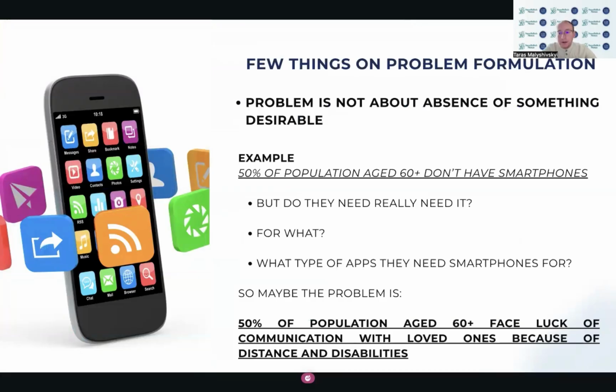I often see that my students make a lot of mistakes in the process of problem definition. So let me put it simply and show you what mistakes you should avoid during this phase. First one, a problem is not the absence of something desirable. For example, problem statement: 50% of the population aged 60 plus don't have smartphones.